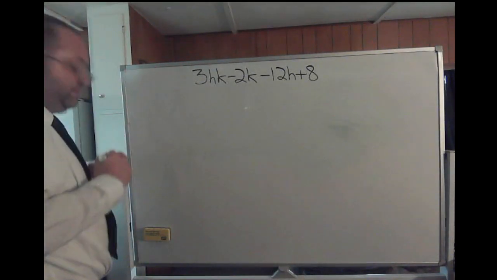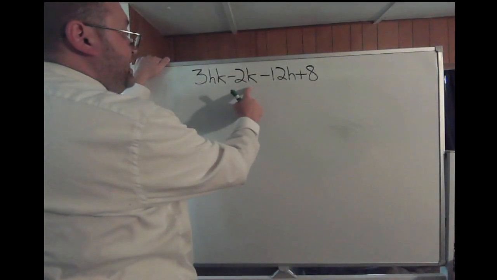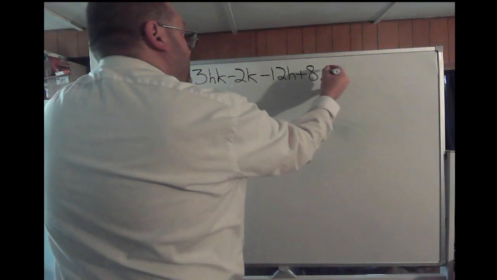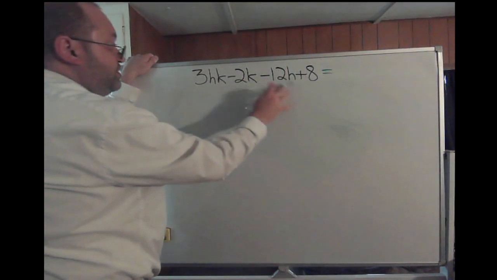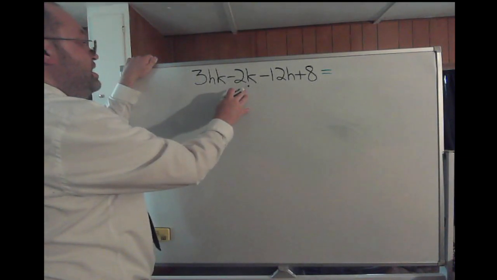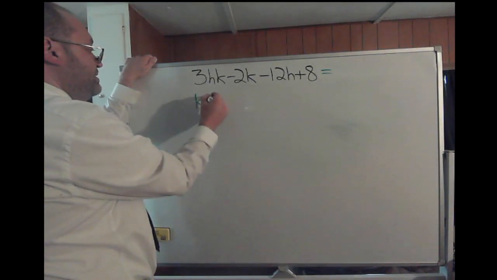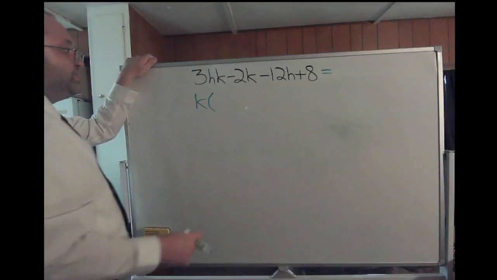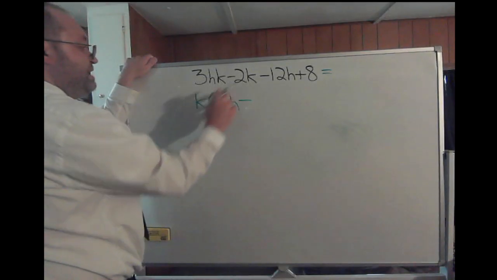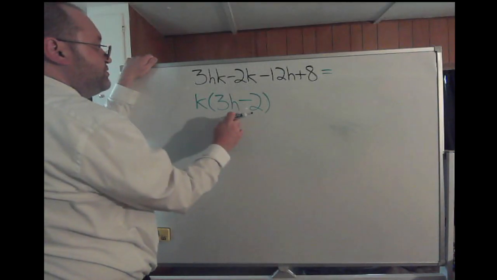So I've got the expression 3hk minus 2k minus 12h plus 8. Well, I think we're going to group this into two sets of two terms again. Let's look at the 3hk minus 2k. What do those two terms have in common? Definitely a k. So k times what equals 3hk? Well, that'd be 3h. Minus k times what equals 2k? Well, that'd just be 2. So far you have the quantity of k times 3h minus 2.